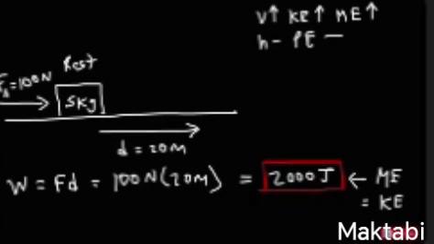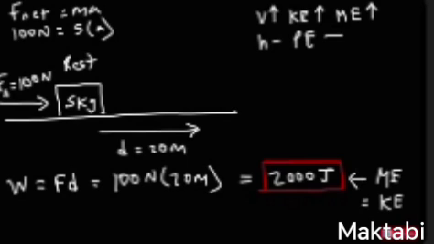If we want to calculate the kinetic energy another way, here's what we can do. First, we could find the acceleration. The net force is 100 newtons because that's the only force acting in the horizontal direction. The mass is 5 kilograms. And if we take 100 divided by 5, that will give us the acceleration of 20 meters per second squared.